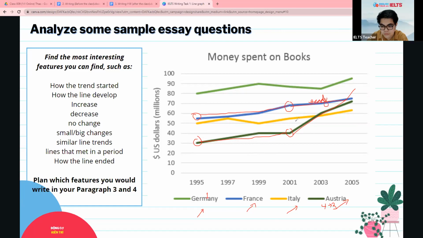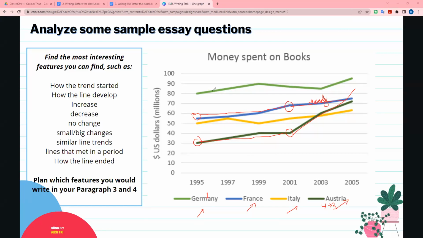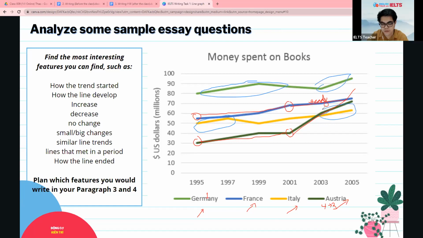Okay. Because they saw like a fluctuation. They're not stable. And specifically in 1999, the amount of money spent on books in Germany decreased, while in Italy they increased. And in 2003, Italy rose. In Germany, the amount of money spent on books rose more than Italy. Okay, all right. Very good.